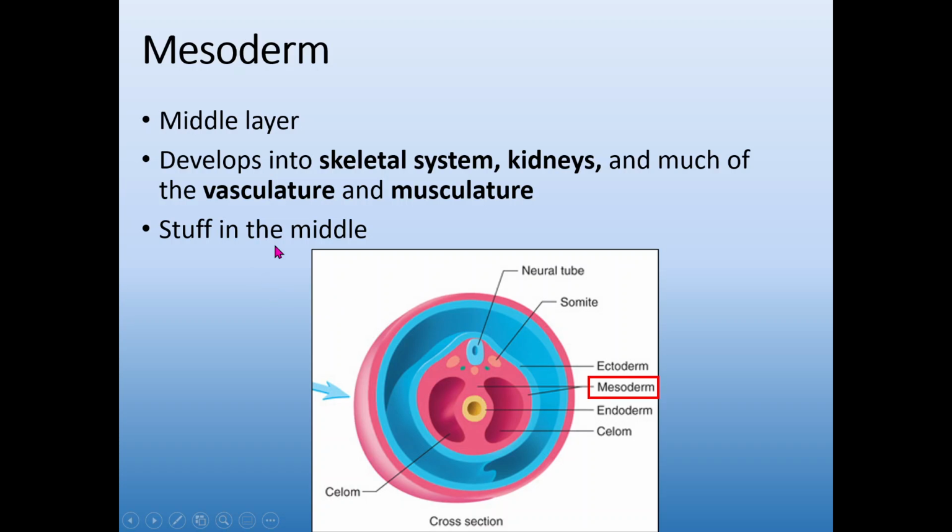All right, mesoderm. This is the middle layer, and fairly logically, it becomes the stuff in the middle. So it's going to be the stuff surrounding what the endoderm became, but before it becomes the ectoderm material. So this is going to be your skeletal system. This is going to be kidneys. Those don't quite match up with the urinary system. They're built separately. All of your vasculature and all of your musculature. Does that make sense? That's kind of the stuff that's in the middle, going from the core outwards.